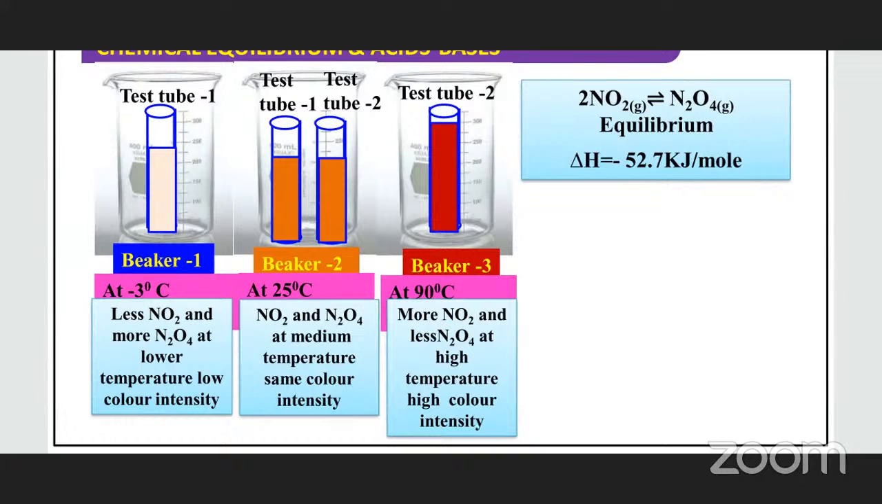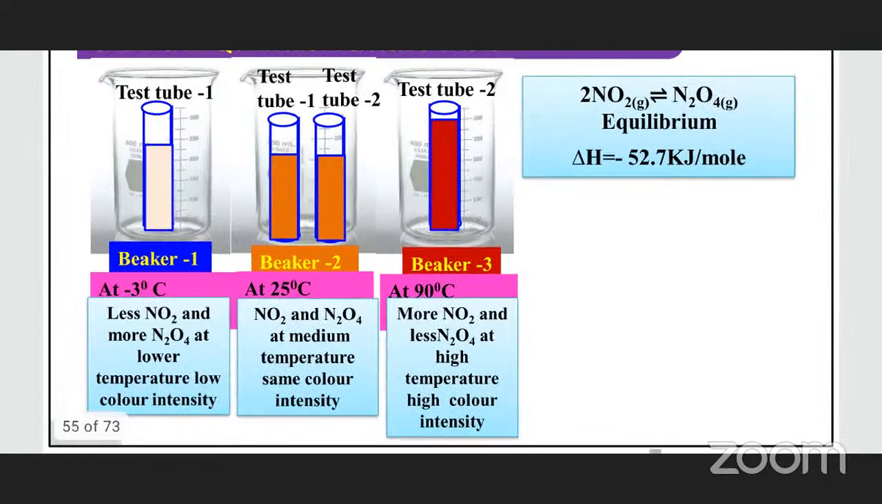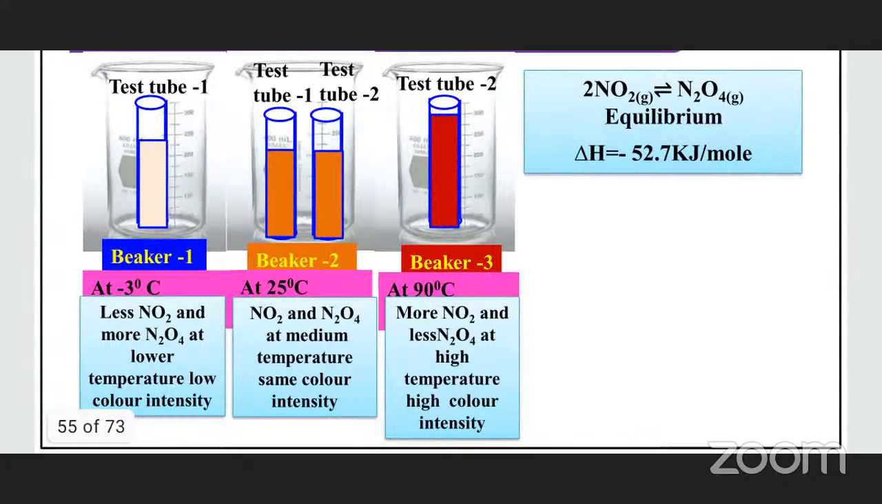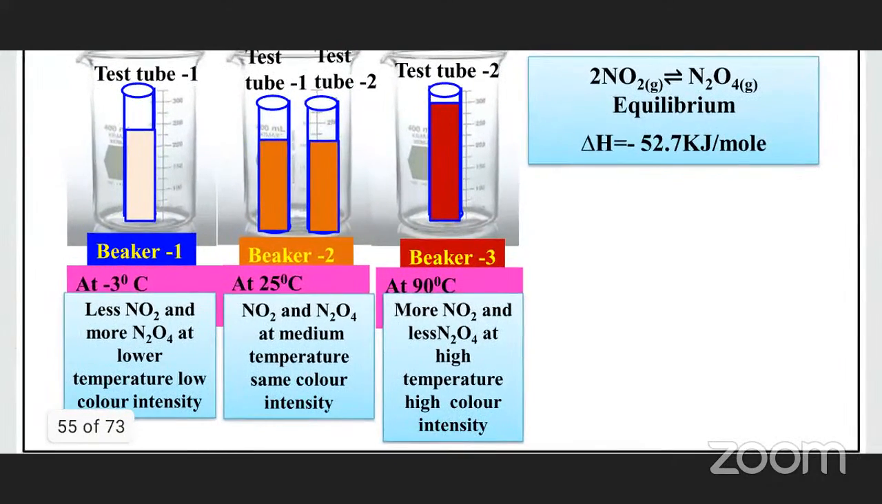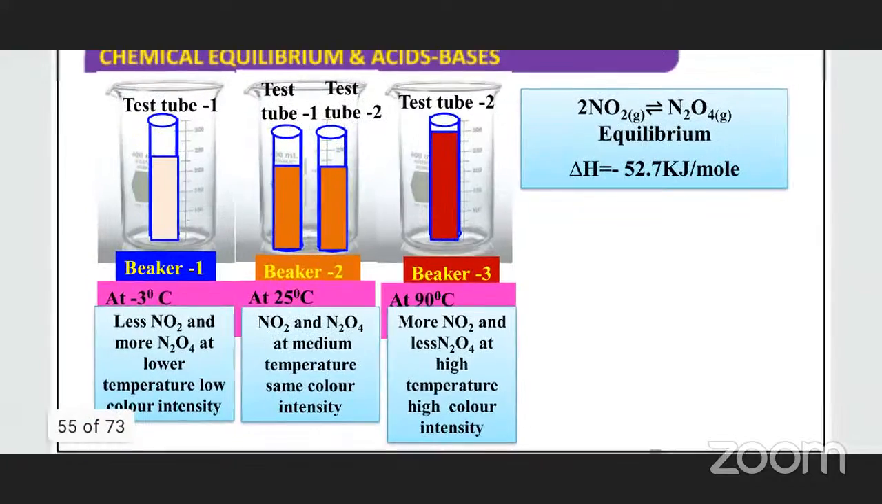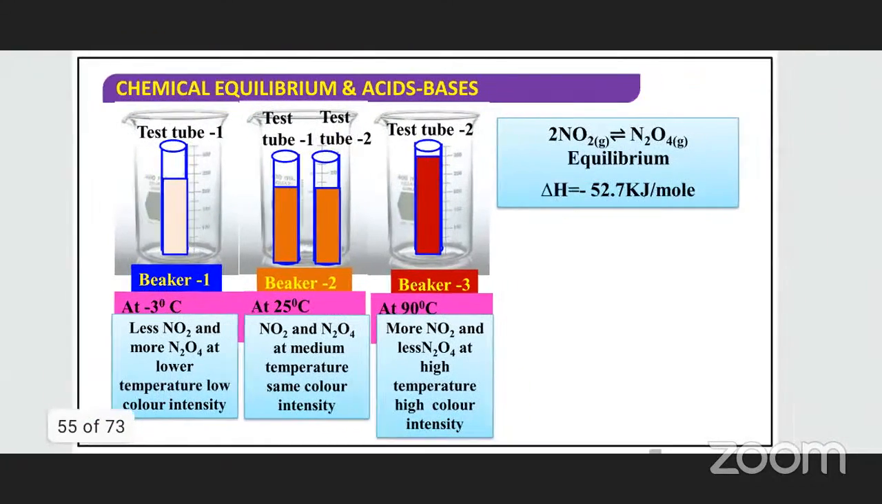Less NO2 and more N2O4 at lower temperature, low color intensity, at 3 degrees Celsius, beaker number 1. Test tube 2 in beaker number 2 at 25 degrees Celsius, NO2 and N2O4 at medium temperature, medium color intensity. Here, beaker number 3 at 90 degrees Celsius, more NO2 and less N2O4 at high temperature, high color intensity. Here is the difference with temperature.